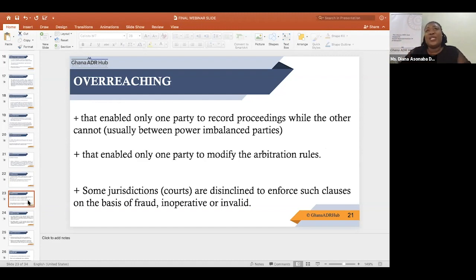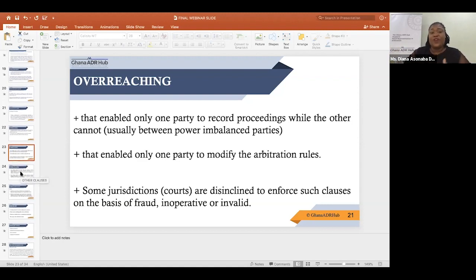Again, if you look at certain reasoning in cases, some courts are disinclined to enforce such an arbitration clause on the basis of fraud, or that it is inoperative, or that it is invalid. And so you would want to watch it. Of course, the superpower may want to have his way in some of the arbitration, but it should not be so overreaching. It almost disallows the other person from having an input in the dispute resolution clause, because don't forget, party autonomy is at the heart of arbitration, and it's that both parties negotiate and come up with a process that is mutually beneficial to them.